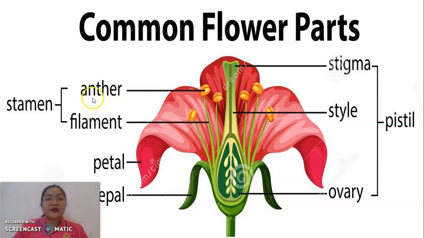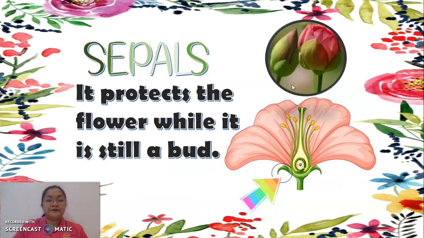A flower has two reproductive parts, the male and the female. The male reproductive part is the stamen. And the female reproductive part is the pistil. Very good. So let's start with sepals.